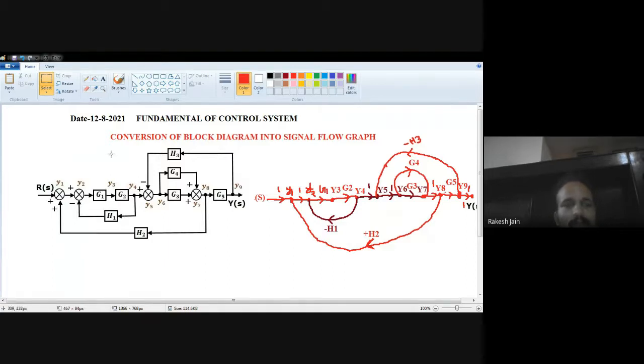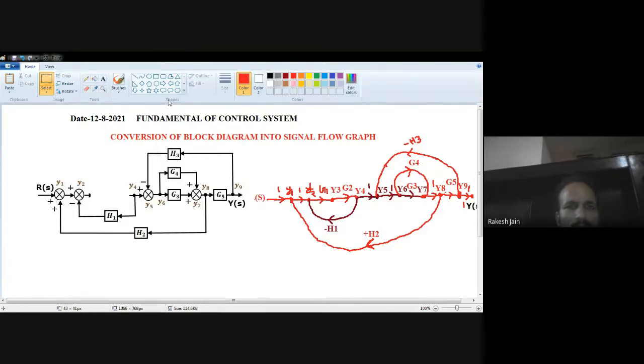So see this question. The first rule is if blocks are in cascade, multiply them. There are two blocks which are in cascade: one is G1 and the second one is G2. So just multiply them and write down the value of the gain, and they will be converted into a single block. So G1 G2 will be converted into a single block.